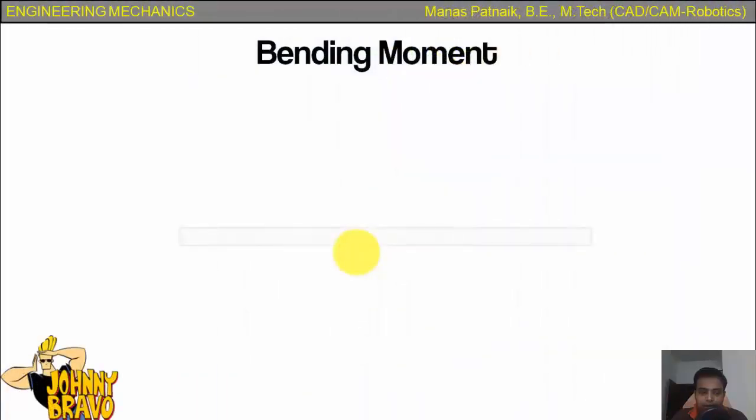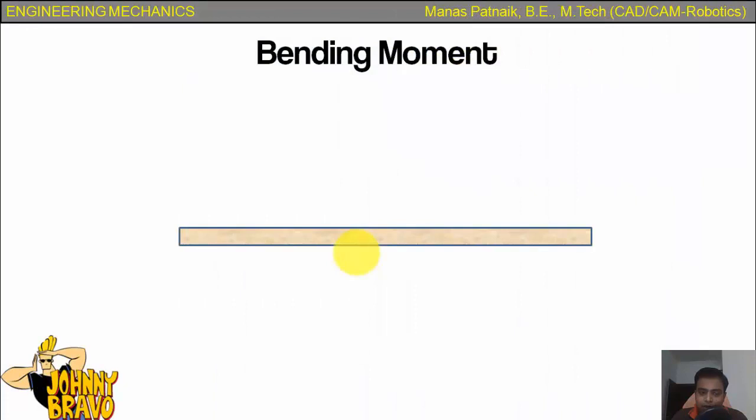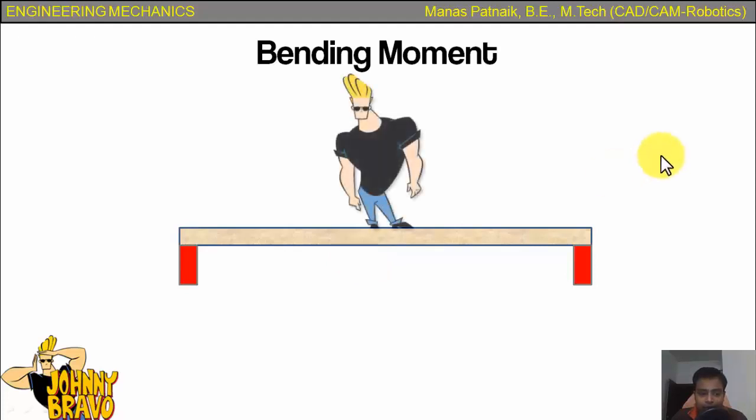Let's have one more example. Imagine a thin plank of wood resting on a brick at each end. This is similar to a simply supported beam. Now, imagine a child standing on the plank. It bends, but it does not break. Therefore, the bending moment due to the child is being resisted by the plank. However, if the bulky Johnny Bravo stood on the plank, it may break at the center. This is due to the bending moment being too great for the plank to resist. That is the physical significance of bending moment.